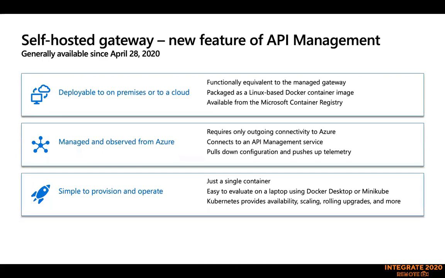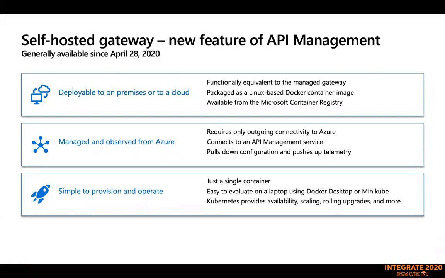So self-hosted gateway is a feature that enables distributed API management. And it is generally available now and has been for about a month. So what is it? Self-hosted gateway essentially is a gateway, a data plane for API management, that's functionally equivalent to the managed gateway we have in the cloud. It is packaged differently. It's packaged as a Linux-based Docker container image. It is available from the Microsoft Container Registry and can be found on Docker Hub. You can just search for Azure API Management Self-Hosted Gateway, and you'll find it there.